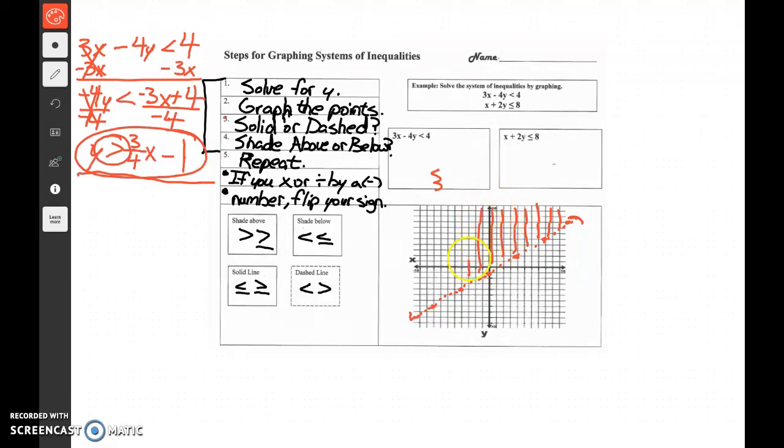Now make sure that when you shade this, you shade it kind of lightly, that way you can see where your answer is in a second. So we're going to shade everything above, nice and light. And then we have our first line graphed.